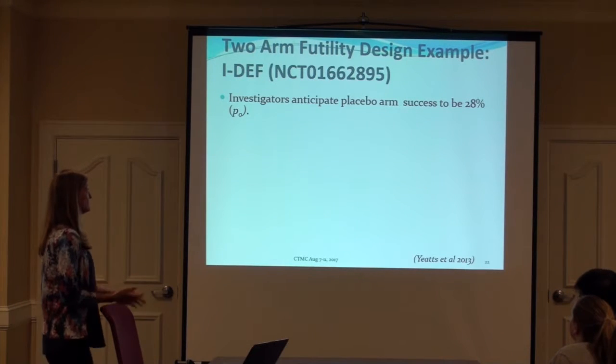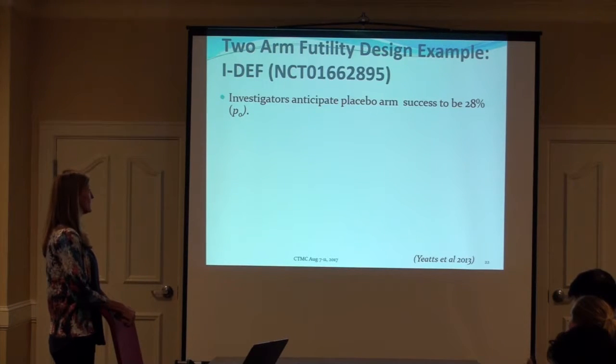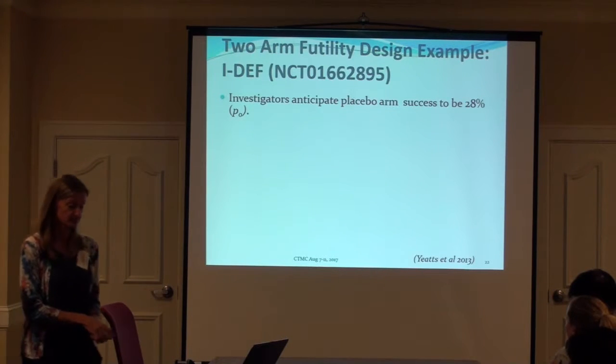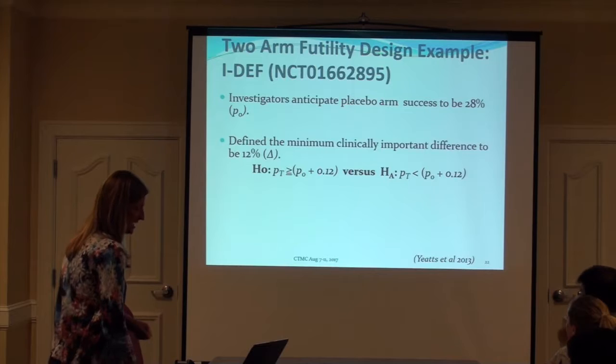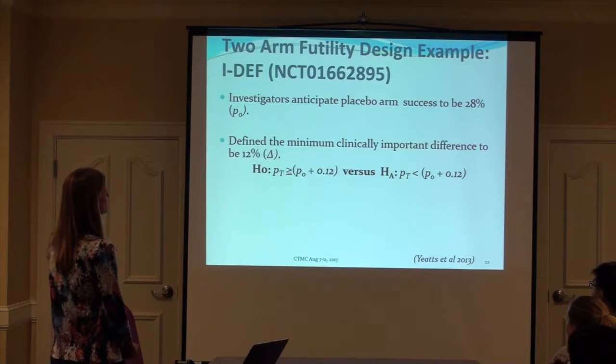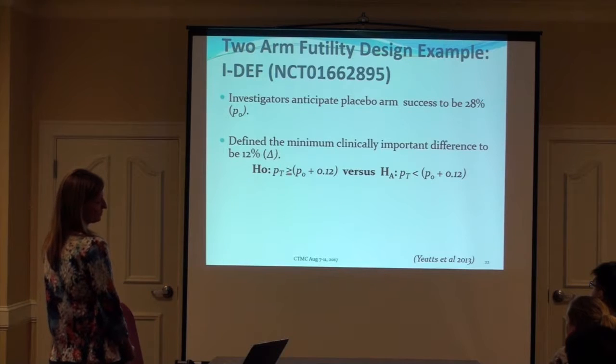But in summary, the investigators have a placebo arm success rate. They're assuming it to be 28%. And that minimally clinically important difference, that delta, is going to be set at 12% for their futility threshold.